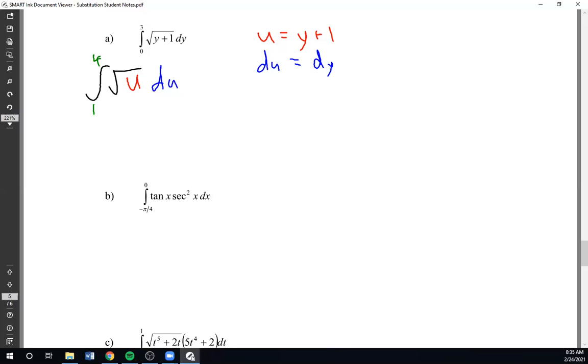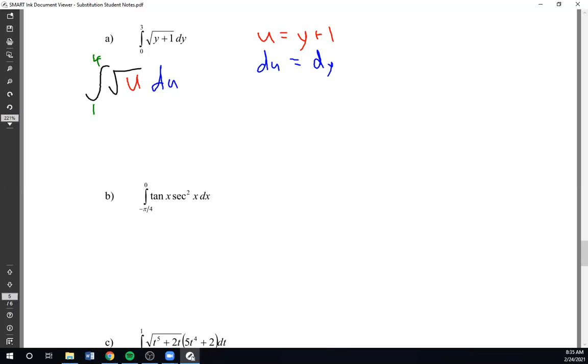And you can double check. You can do this antiderivative and plug in the other way and see that the thing underneath the square root, u, would end up being 1 for the bottom bound and 4 for the top bound. 0 plus 1 and 3 plus 1.